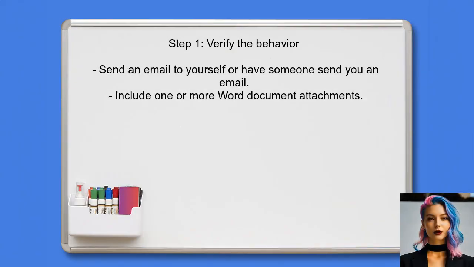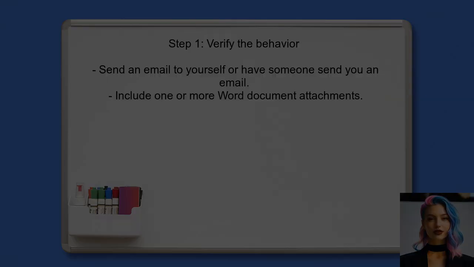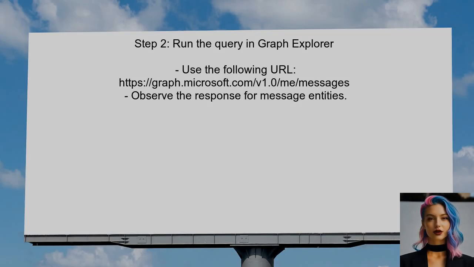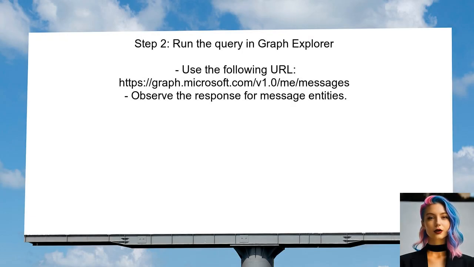To address the issue of Word document attachments being incorrectly returned as message entities, the user should first verify the behavior by sending an email with attachments. This step is crucial to reproduce the problem. Next, the user should run a query in Graph Explorer to check the response from the Microsoft Graph API. This will help confirm that the attachments are being returned incorrectly.